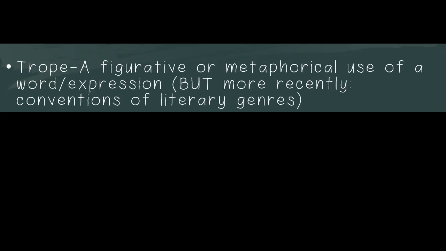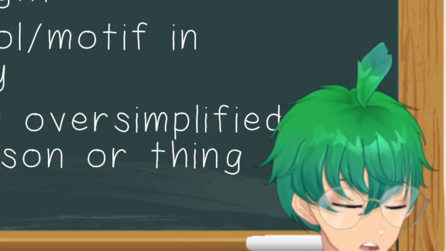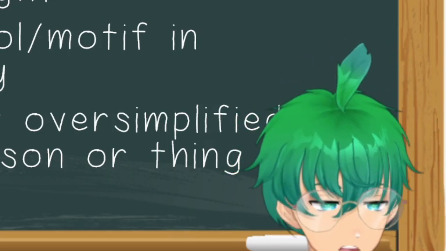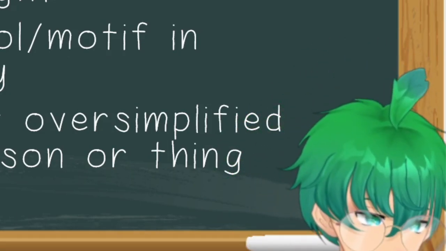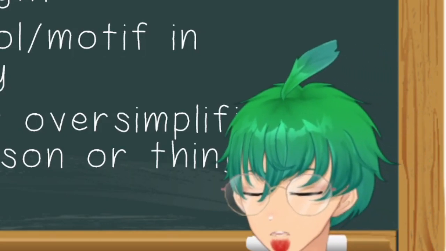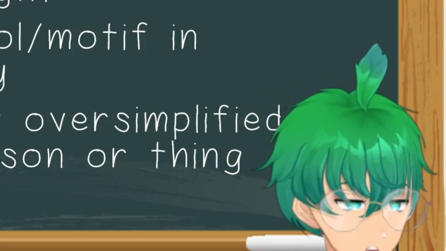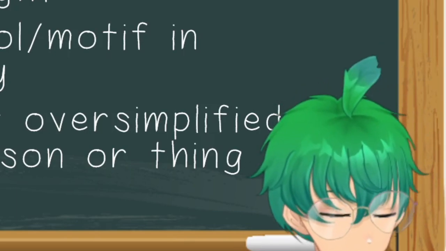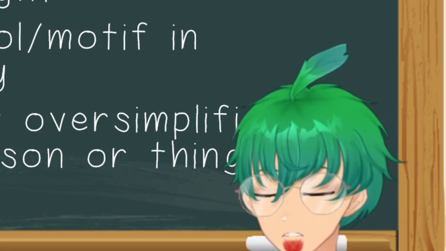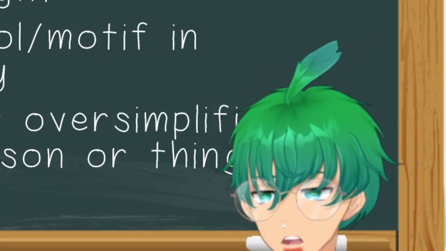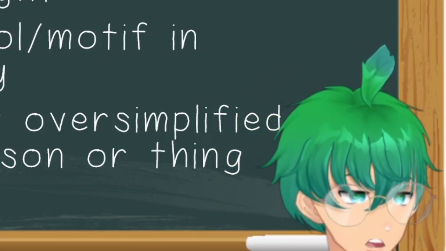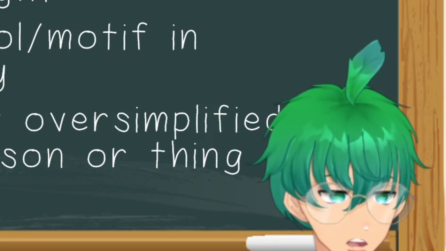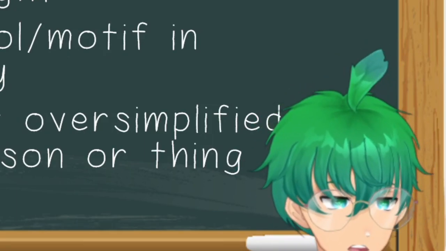A trope is a figurative or metaphorical use of a word or expression. That's the basic definition. Weirdly enough, tropes are like a big category, and subcategories include things like similes and metaphors, like figures of speech and stuff like that. Those are considered tropes, and we already kind of went over those in our first lesson of analogies. But specifically what I'm talking about here is the more recent definition of a trope, which is conventions of literary genres. And we'll go over a bit more in detail with all of these later down the line.